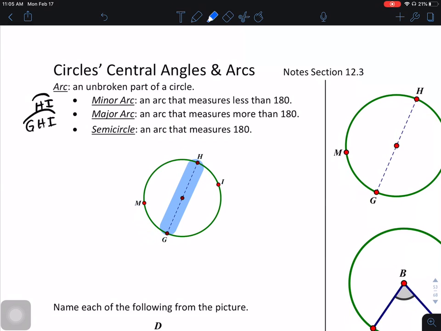Semicircle measures exactly 180 degrees, half the circle. These should be degrees here. So a semicircle would be arc HIG, or arc IHG. There you go.